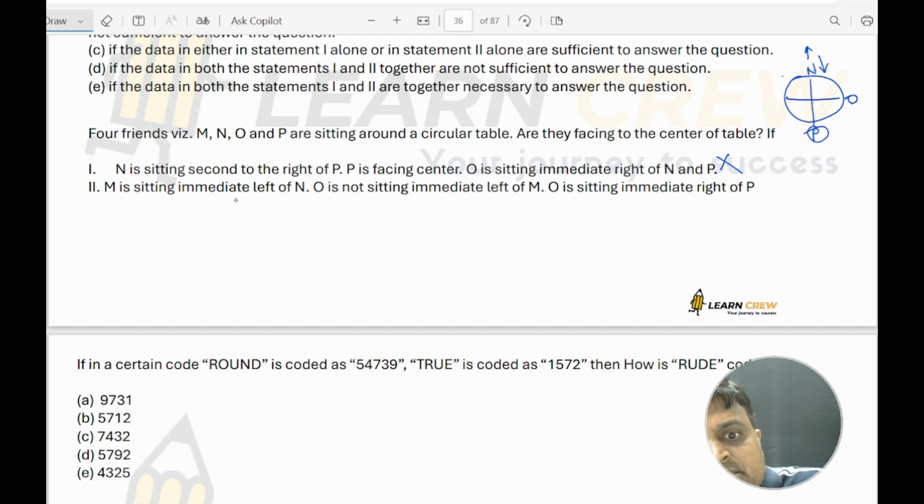Similarly, M is sitting immediate left of N. O is not sitting immediate left of M. So neither 1 nor 2. So both 1 and 2 are not sufficient. So option D is correct here.